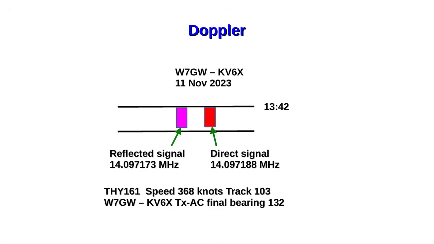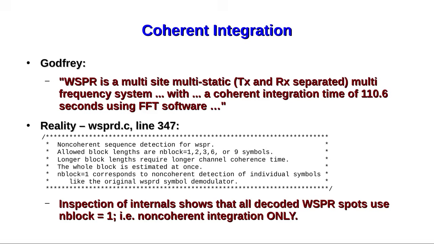Continuing once again with the Turkish Airlines flight. During the time of the whisper link at 1342, the aircraft was receding from both the transmitter and receiver, meaning that the reflected signal would be Doppler shifted down in frequency by 15 Hz, which is 2.5 times the whisper signal bandwidth. The whisper decoding software would not mix the reflected signal with the direct signal, but rather would decode it separately as a duplicate of the direct signal spot.